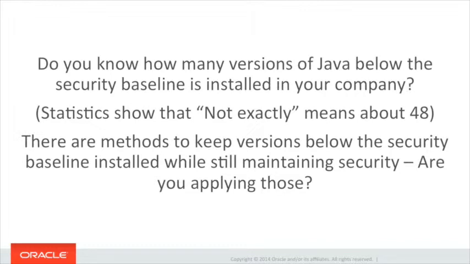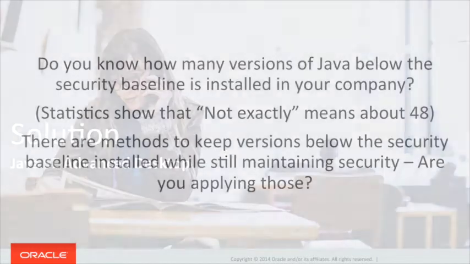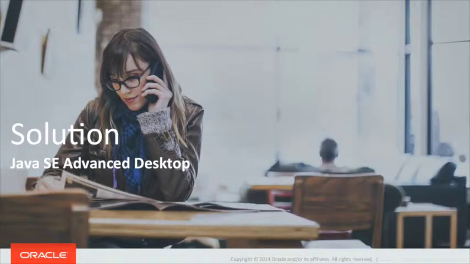The other case is where your company actually needs to have different versions of Java to be able to run all your applications. In this case, it may look impossible to be both secure and have everything running at the same time. The good news is that we can help you get control and allow you to be both secure and have all your applications running. Our solution to these problems is a package called Java SE Advanced Desktop.